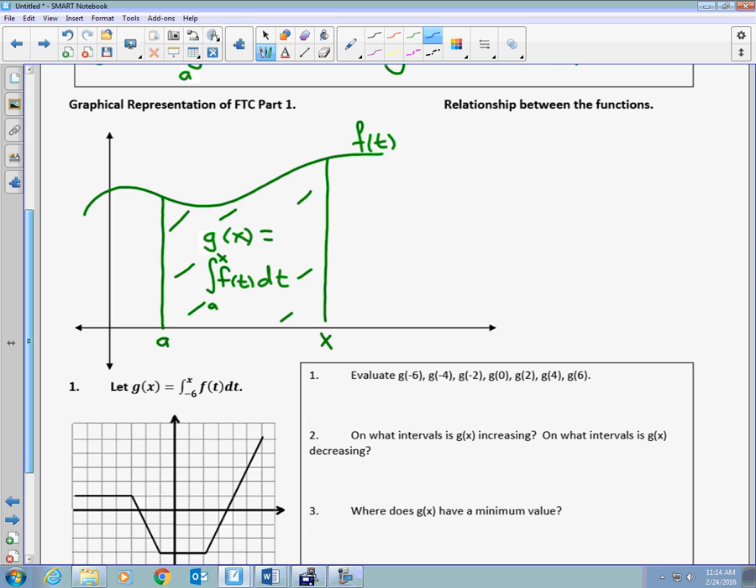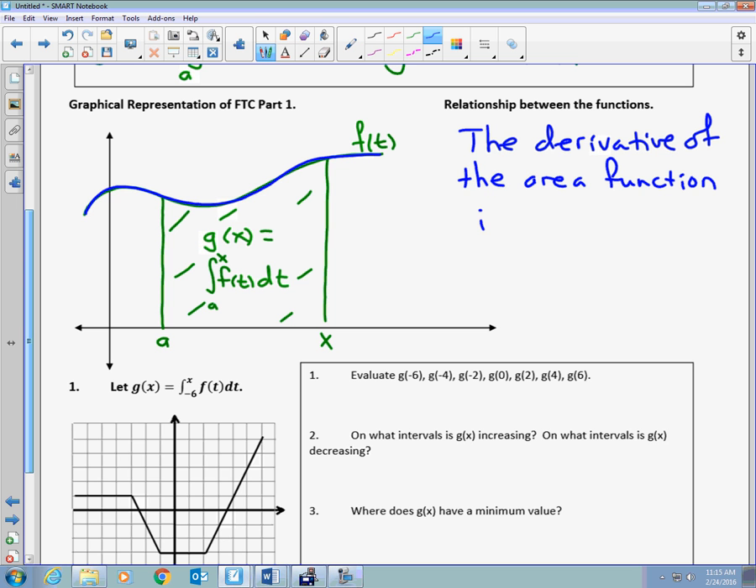If you take the derivative of this, you get that thing that sits right on top. So the derivative of the area function is f of x, or the function that serves as the boundary.